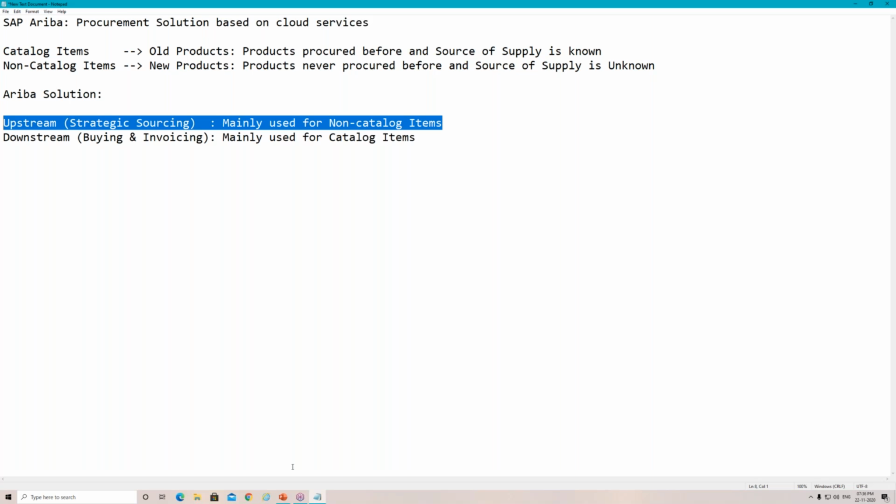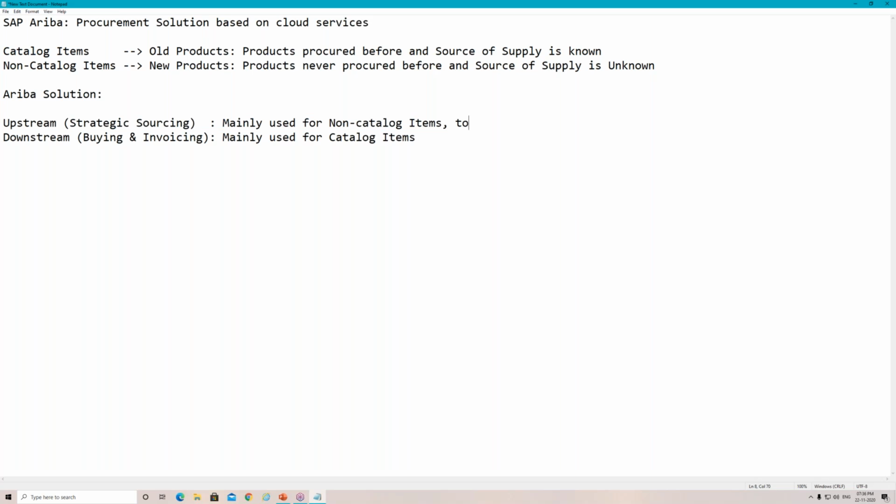Mainly you will say, "Achha Manoj, that means if we have not bought the product before, we are not going to go directly into downstream. We are going to go into the upstream." Why? To determine the best source of supply. Correct? That means if you are going to buy a non-catalog item, first you determine who is the best supplier, what is the best price over there. Otherwise, it will become a fish market.